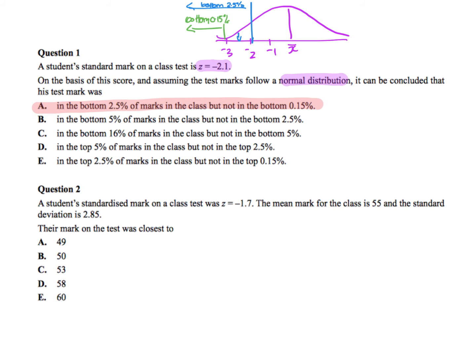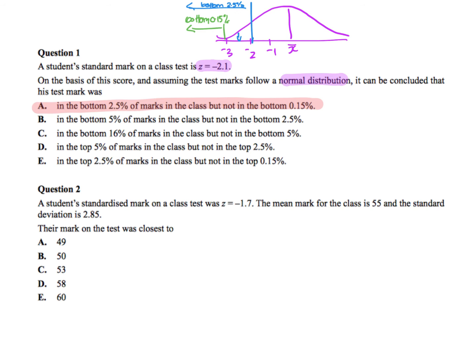The other ones are a little bit off, we don't even use 5% ever. In terms of that, in the bottom 5%, you'd be looking for numbers like 2.5, 0.15 or 16%, but this A is the best answer. So let's just move on.